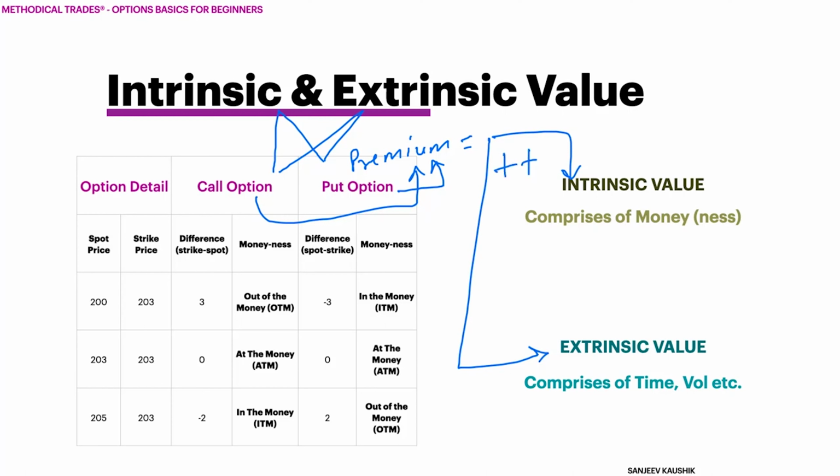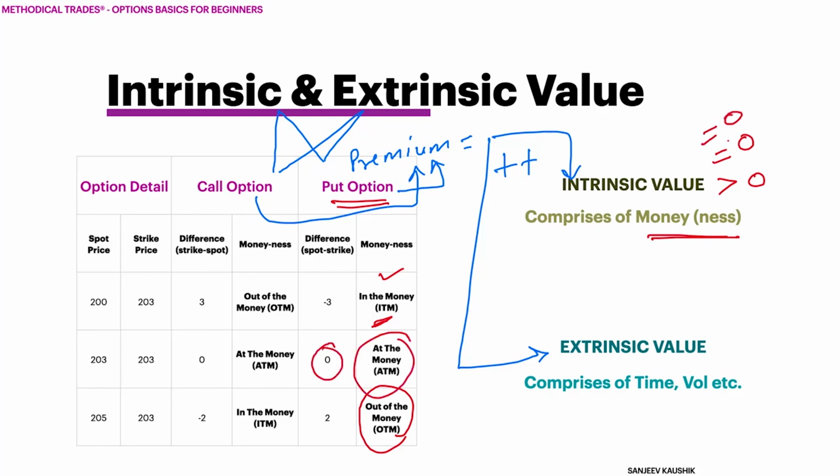So this time, let's take an example for put option. Intrinsic value is nothing but money-ness of the option. So for an in the money option, the intrinsic value would be greater than 0. Always. But if the option is out of the money, then the intrinsic value would be equivalent to 0. And even for at the money option, where the difference is 0, the intrinsic value will be equal to 0.